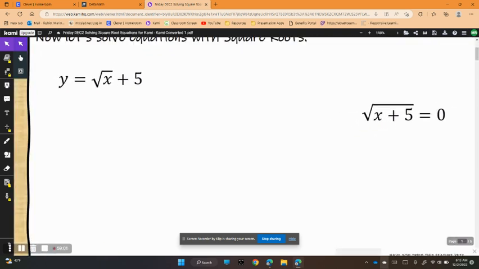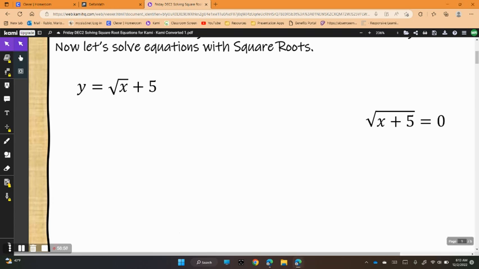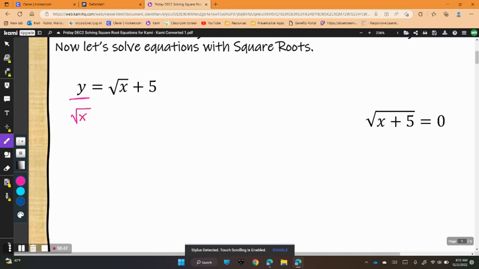Y equals square root of x plus 5. We've already kind of seen these during the week. We learned how to graph them. But now, what if instead of being equal to y, what if this was equal to a number? Square root of x plus 5 equals, instead of y, let's make it an easy number. What if it was equal to 0? Now I've got an equation that I can solve because I've got numbers in it instead of two variables. I can solve this for x.